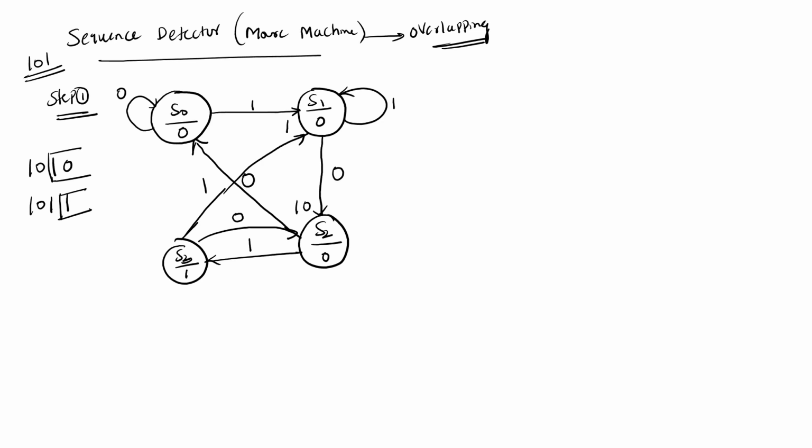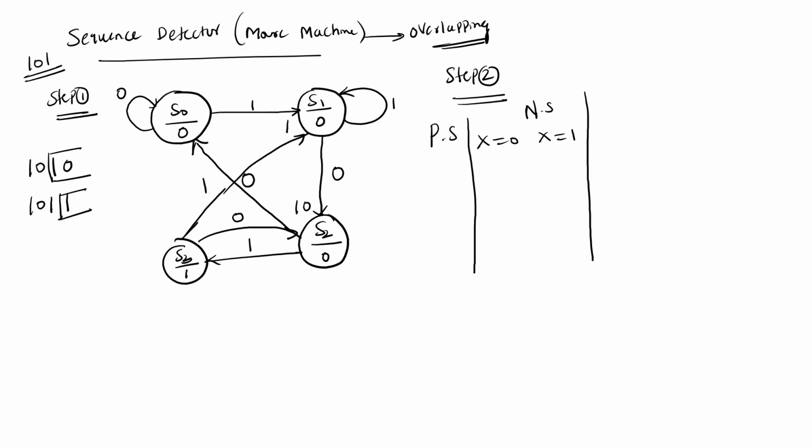Okay. This is step 1. Step 2: write the state table with present state and next state. This is for x equal to 0 and x equal to 1, and the output Z.